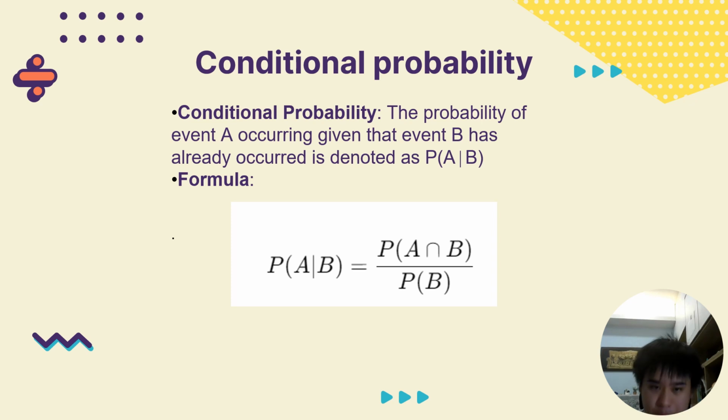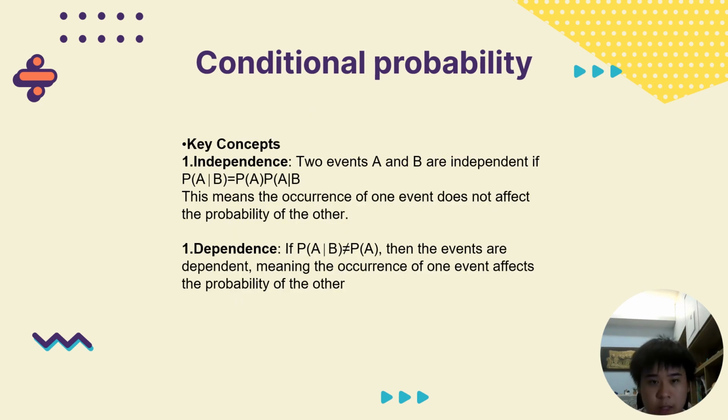You're given B to find a probability A. The equation is down here. By the way, all the equations are given on your formula sheet, so that's pretty good. The equation is the probability of A intersect B, the probability of A and B happening at the same time, over the probability of B. That's how you find the answer.